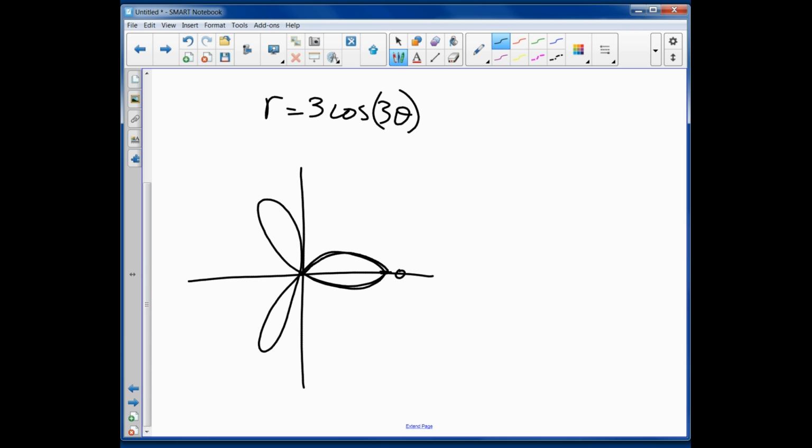This is how I find alpha and beta. You have to look at the way it graphs, restrict the graph, and then figure out what radians you need. It's the fastest way to do it. So negative pi over 6 to pi over 6 of 3 cosine 3 theta squared d theta. Now, we're going to do this.